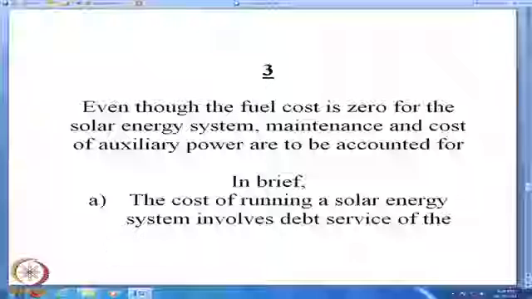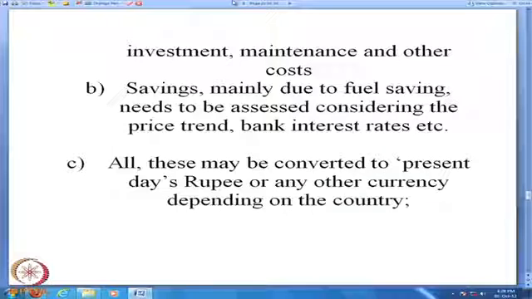So, that money has not been taken into account. The saving from the fuel, first of all, should take care of that interest also. Even though the fuel cost is 0 for the solar energy system, maintenance and cost of auxiliary power are also to be accounted for. So, this we have also not done. In brief, the cost of running a solar energy system involves debt service of the investment, maintenance and other costs.